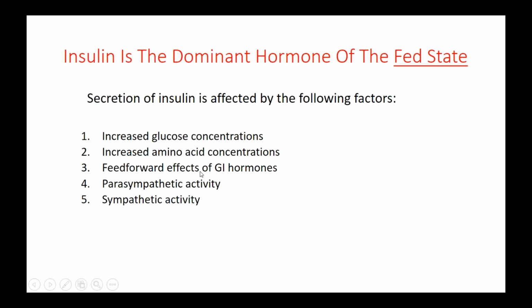Feed forward effects of the GI hormones. So we have a big meal, we have all the hormones in our gut, the amylases and the hormones and all that to help digest food. All those will help trigger more insulin because it knows that you're going to have a high blood sugar in a little bit. Parasympathetic and sympathetic, a lot of it is environmental, okay? Hence stress can cause things.